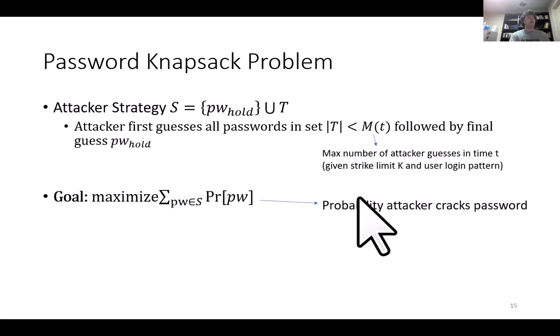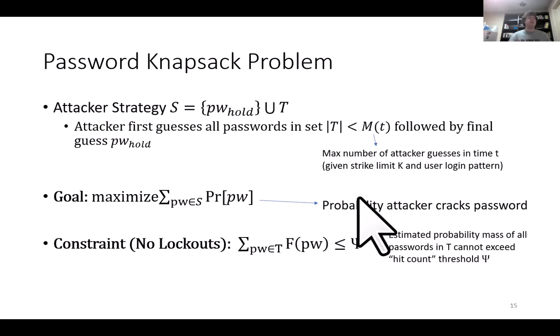So the attacker's goal, of course, is to maximize the probability that it cracks the password. In other words, maximize the probability that the user's password lies in the set S, subject to the constraint that all the passwords in the set T, excluding the holdout password, cannot exceed the hit count threshold. So if we sum all the passwords in T and use their estimated frequency, this can't take us above our threshold psi.